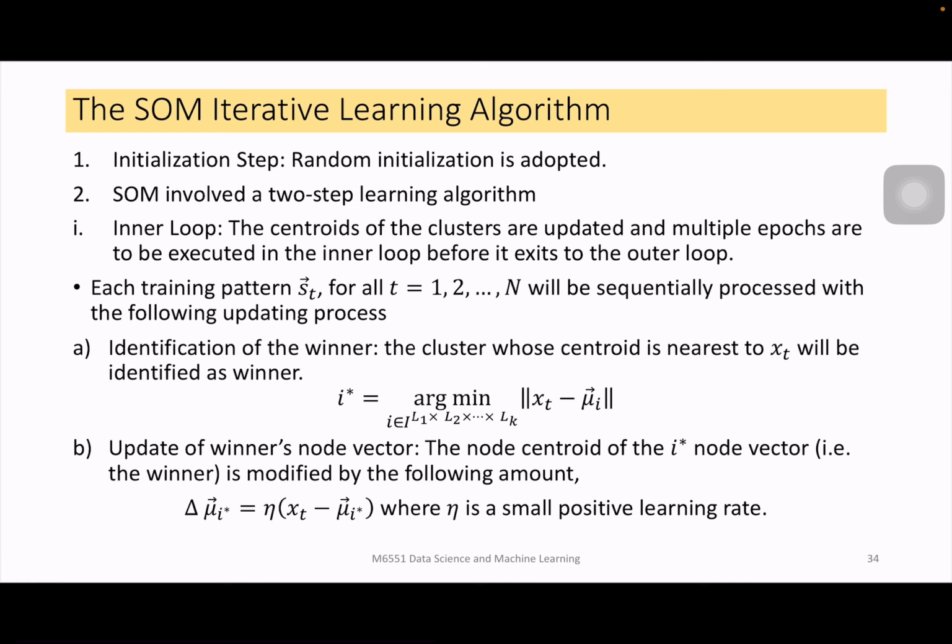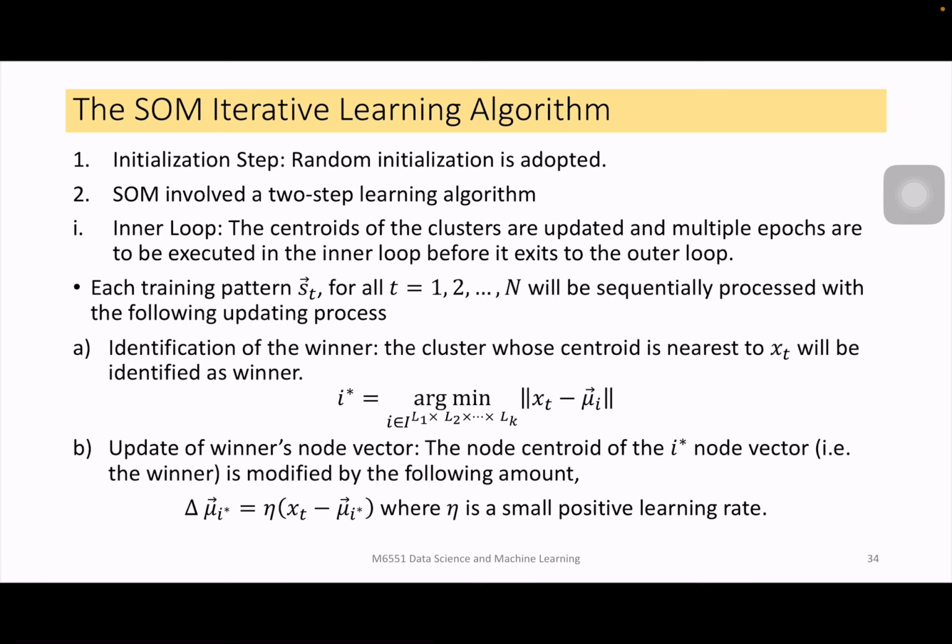So each training pattern xt, for all t equals 1, 2 to n, will be processed sequentially with the following updating process. First, identification of the winner: the cluster whose center is closest to xt will be identified as the winner. So i equals the argument of the minimum over i from 1 to k of the norm of xt minus mu i.